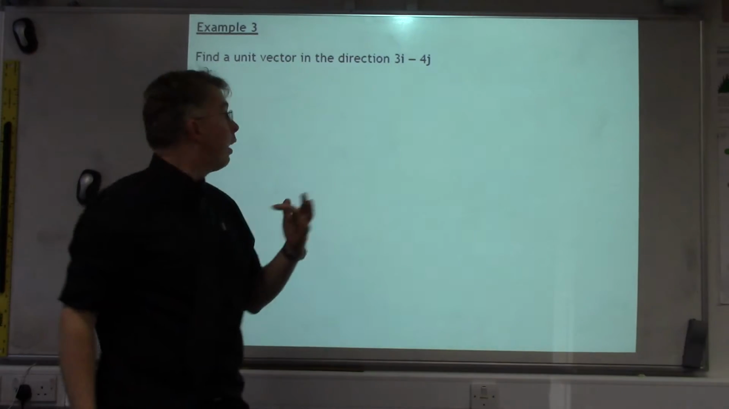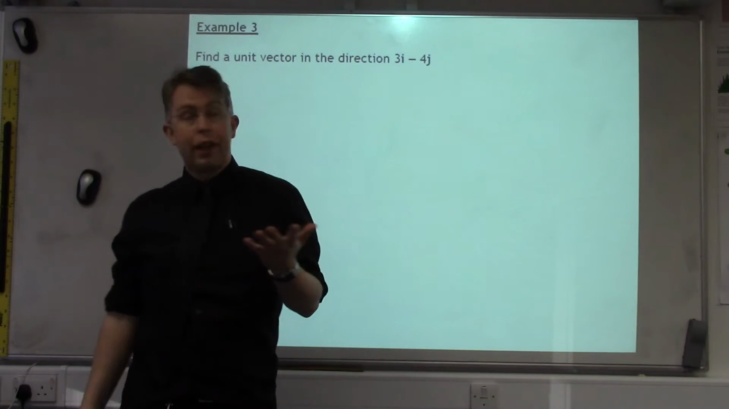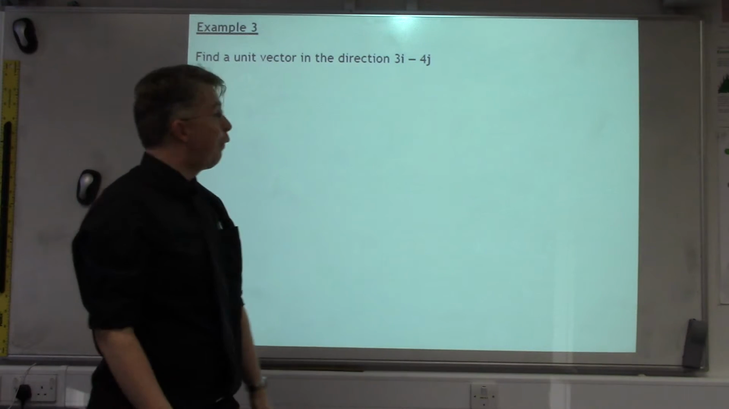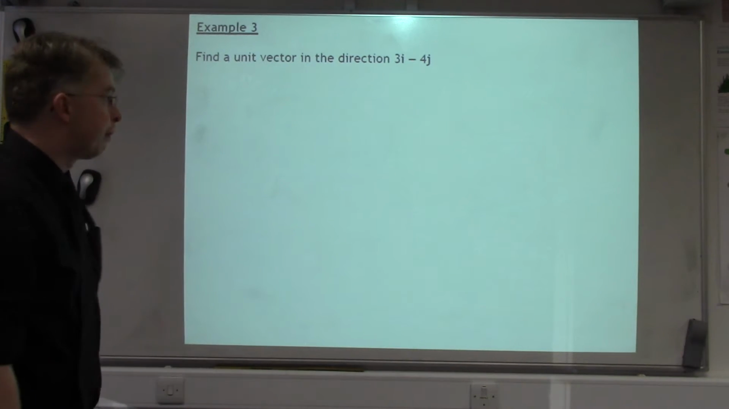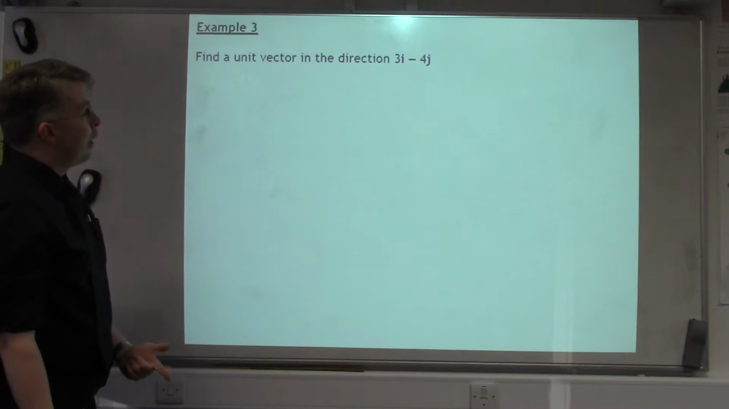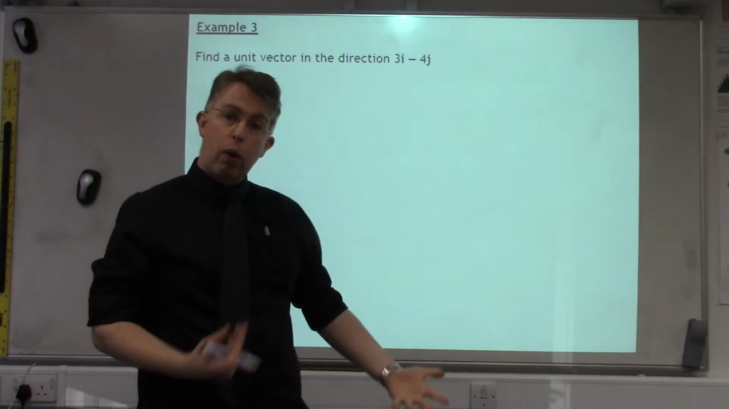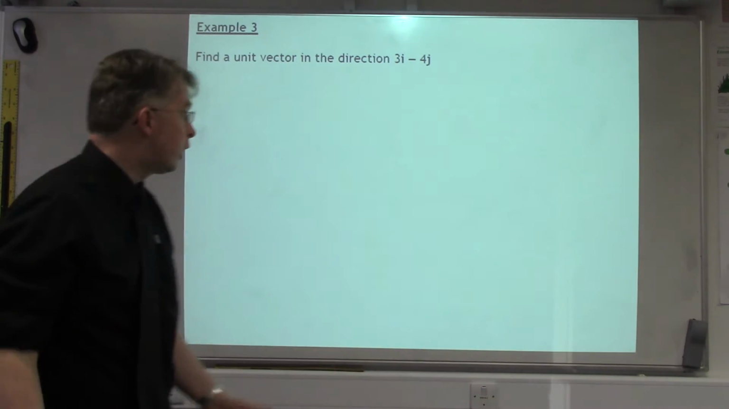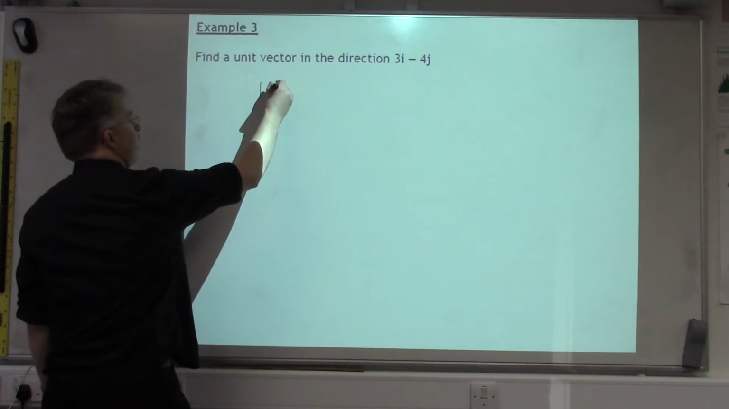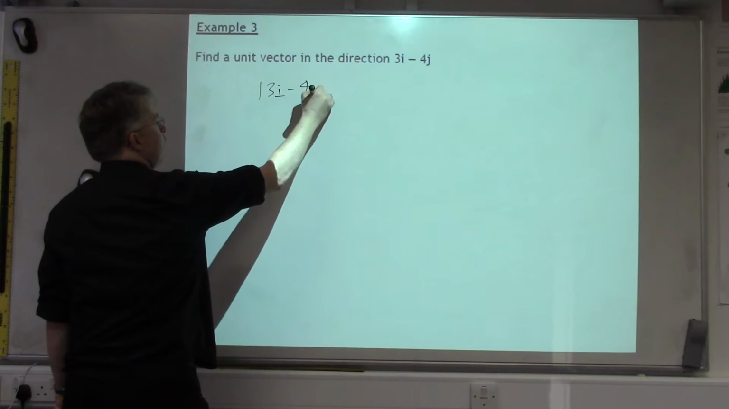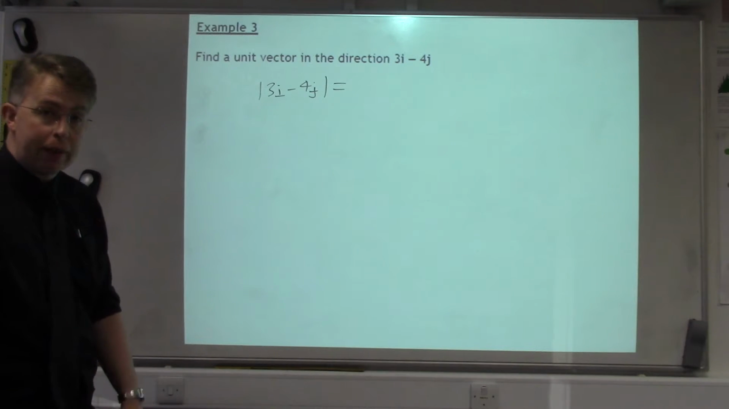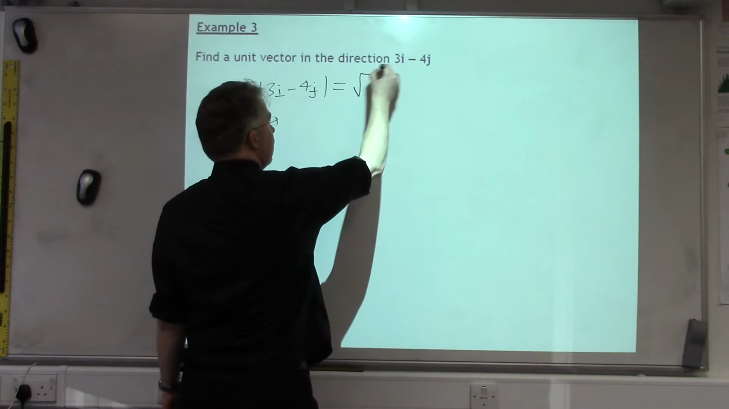Right, next example. Find a unit vector in the direction 3i minus 4j. Now, the first thing we need to do is to find out how big our original vector is. So what its magnitude is. So the magnitude of 3i minus 4j, again, we're using Pythagoras, it's 2 dimensions we're working in here.